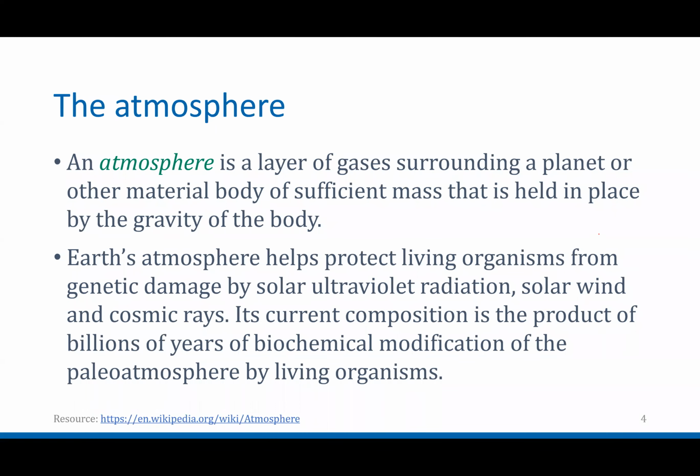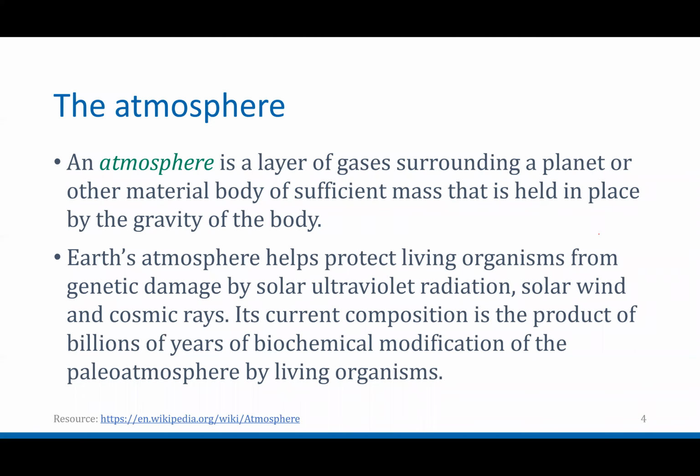The atmosphere is the gas that it is, which is why we can survive. So just remember that it's not the atmosphere. Earth has an atmosphere. And an atmosphere is a layer of gases surrounding a planet or other material body of sufficient mass that is held in place by gravity. So our atmosphere is held in place by the gravity of our planet.